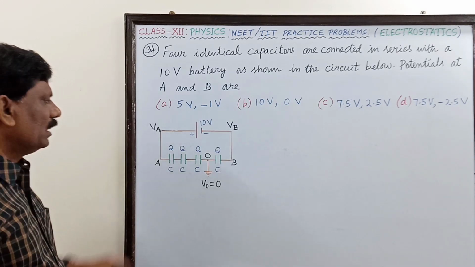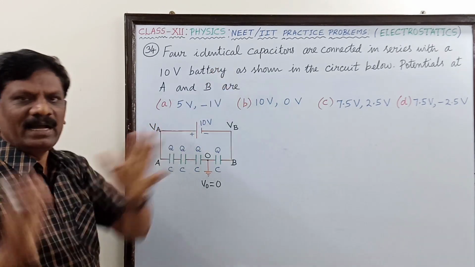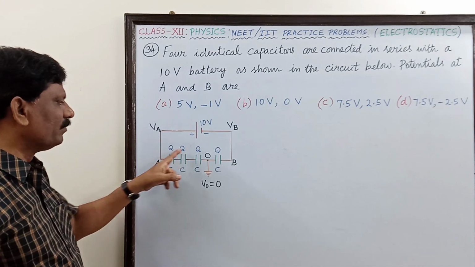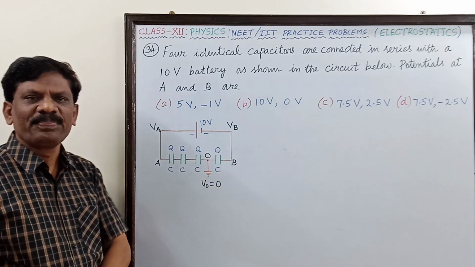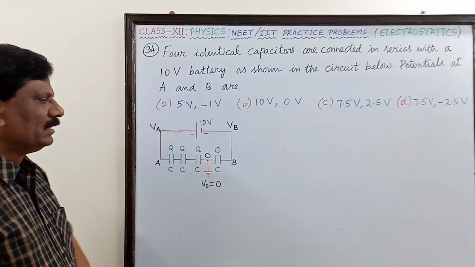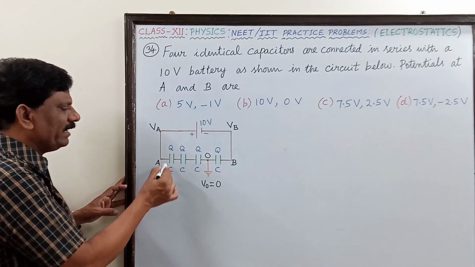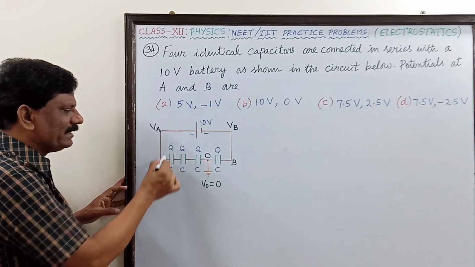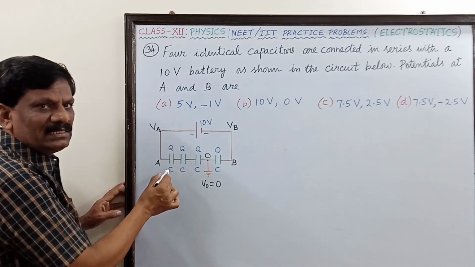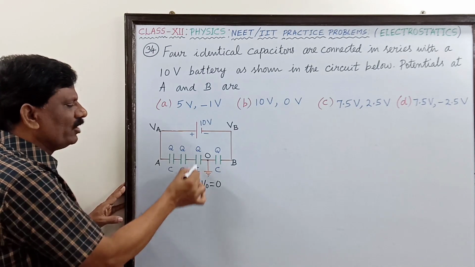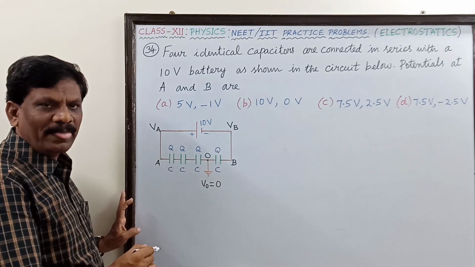Now all the capacitors are identical. They are holding the same quantity of charge Q. They all have the same capacitance C. Okay. So what is the potential difference across the first capacitor? V is equal to Q by C. Like that here also Q by C, Q by C and Q by C.